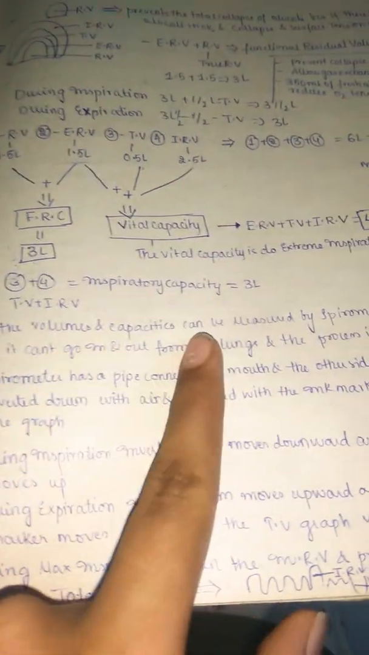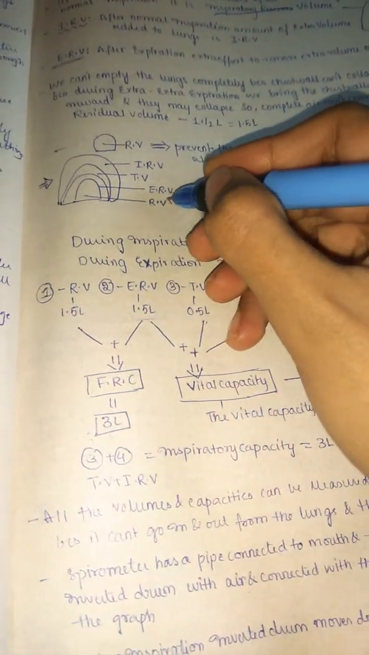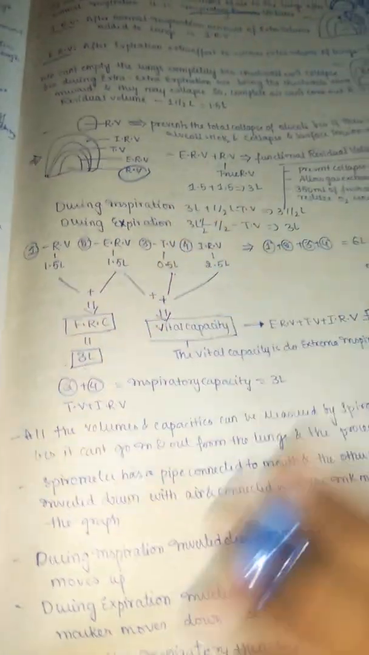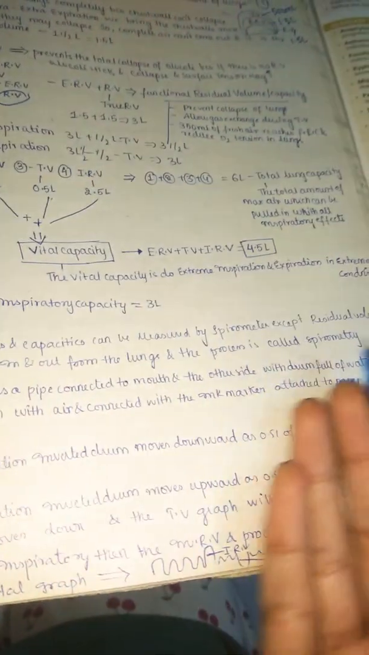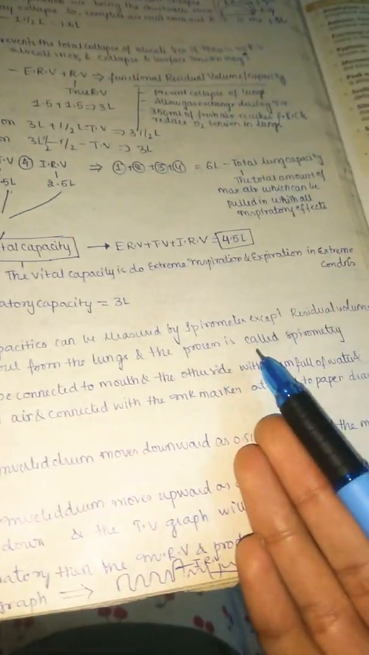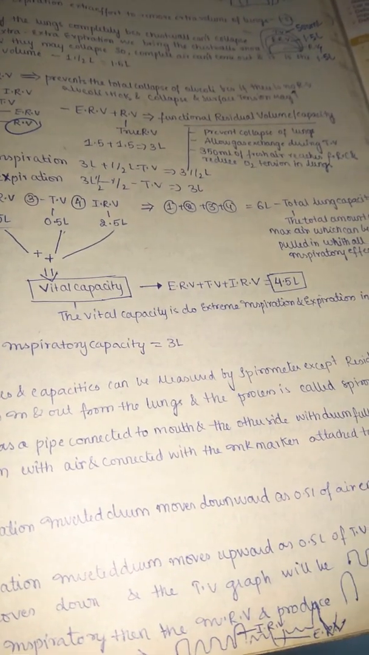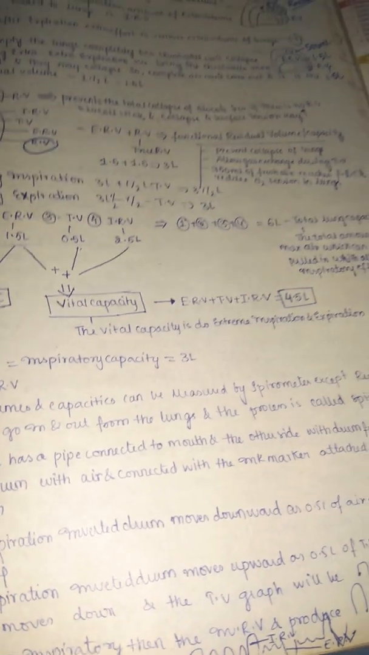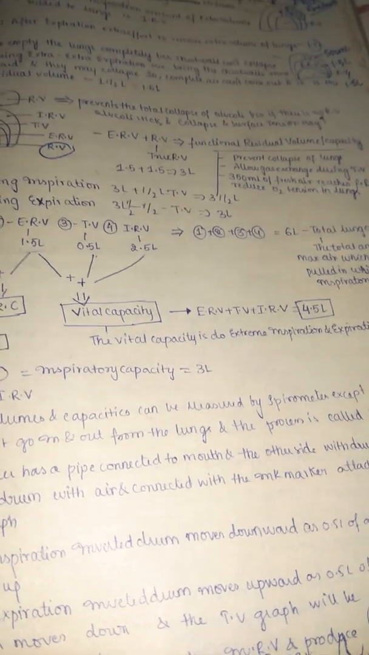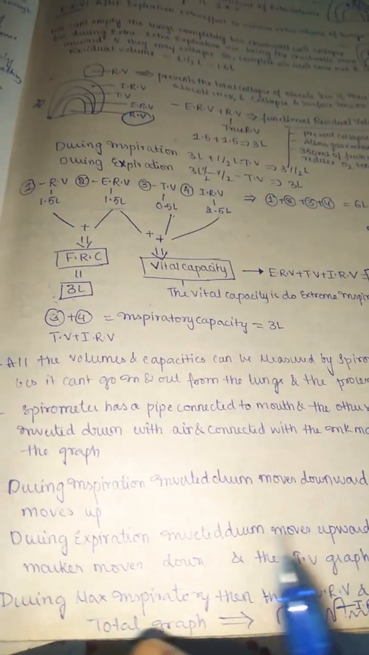All volumes and capacities can be measured by a spirometer except the residual volume. Very important: except the residual volume, all these volumes can be easily measured by the spirometer. What is a spirometer? We'll see that also. The process is called spirometry. Actually, we use a machine and breathe our air out and in, and in every cycle of respiration we measure it. As you know, residual volume cannot come out or go in, so we can't measure it. But we also have other techniques, like the helium dilution method, to measure it.